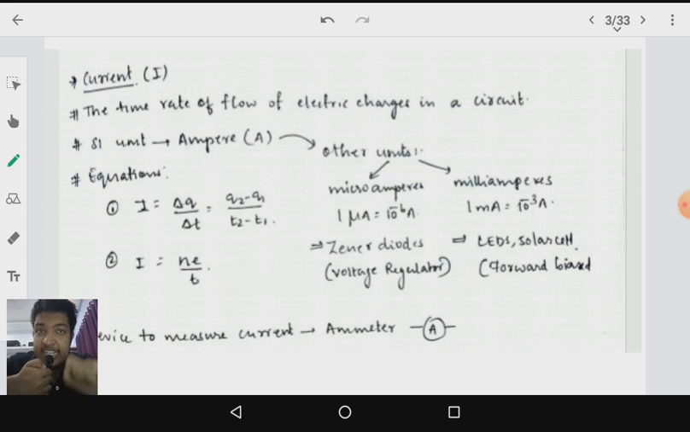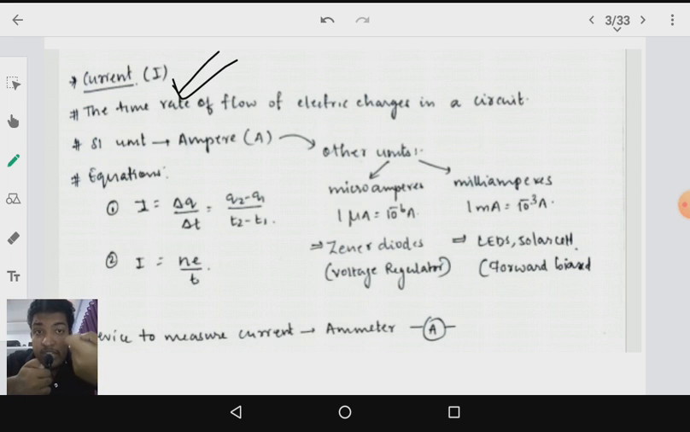So what exactly is current? Current is defined as the time rate of flow of electric charge in a circuit. That means if I have a conductor something like this, in this conductor some amount of charge is constantly flowing. The amount of charge that is flowing through this conductor in 1 second, that is defined as the current.